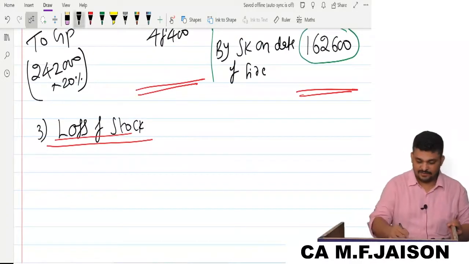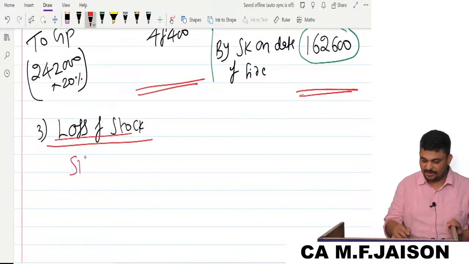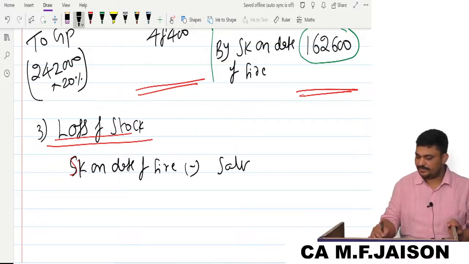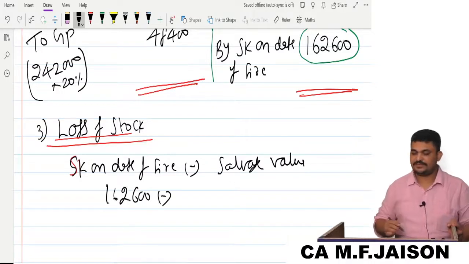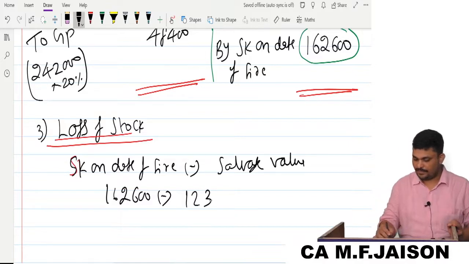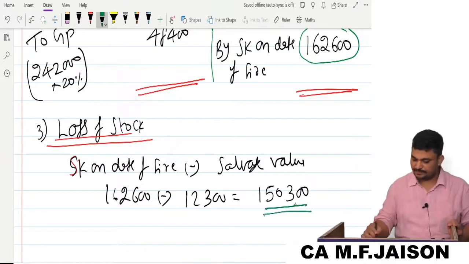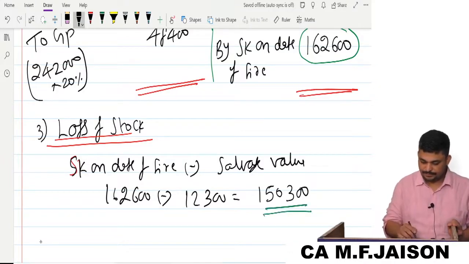As far as loss of stock is concerned, we have stock on date of hire minus salvage value. 1,62,600 minus 12,300 is 1,50,300. Then you have the claim.